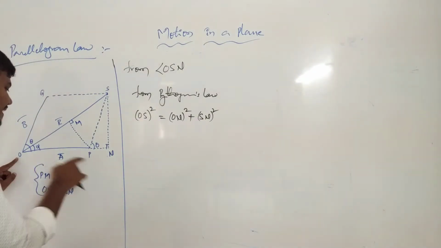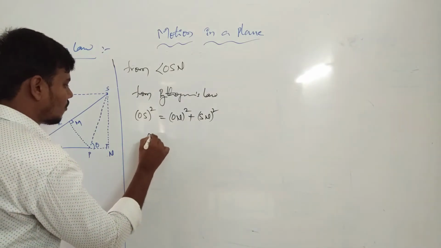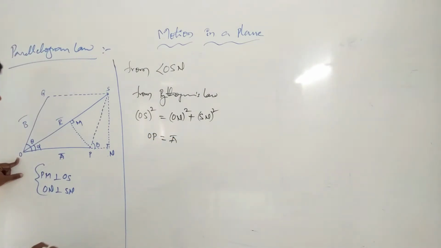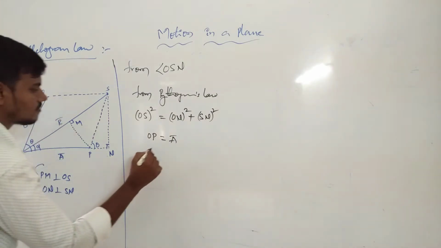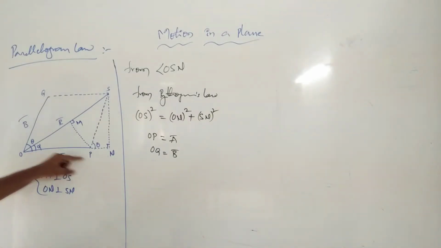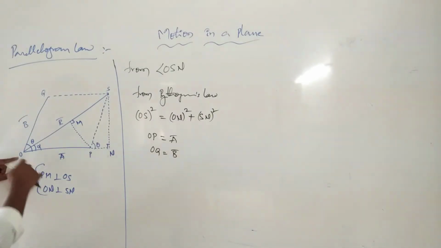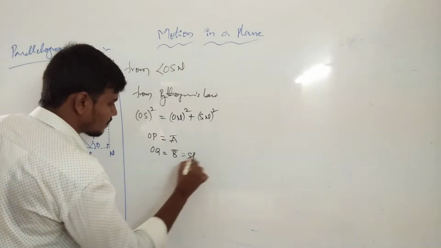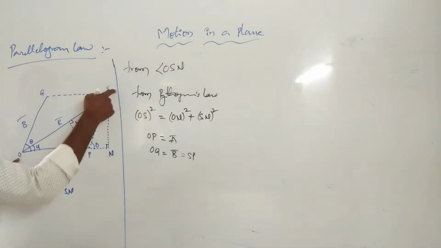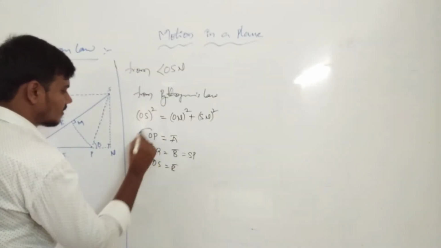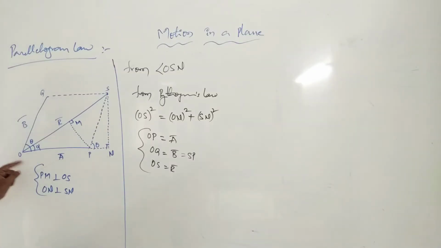Now OP is equal to A bar. OQ is equal to B bar. Same as OQ is equal to SP also. The last one, OS is equal to R bar. This is our coordinates.